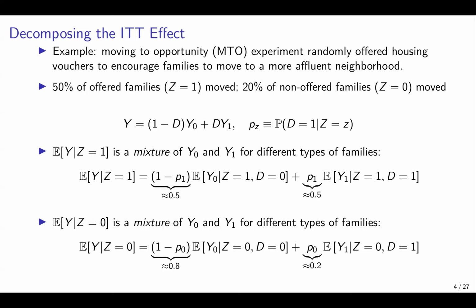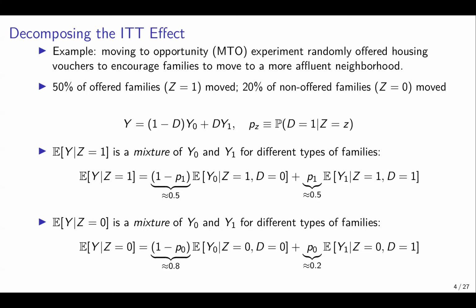They're the ones who really want to move. So this mean of y, given that z is 0, actually has some treated potential outcomes in there, y1, and it's got treated potential outcomes for these families who are really eager to move. So we might actually expect that if they're eager to move, that's because they think moving is really good, or at least good for them. So maybe their y1s are unusually large.